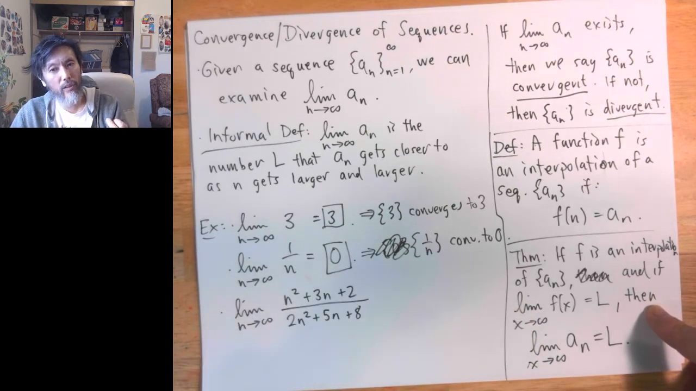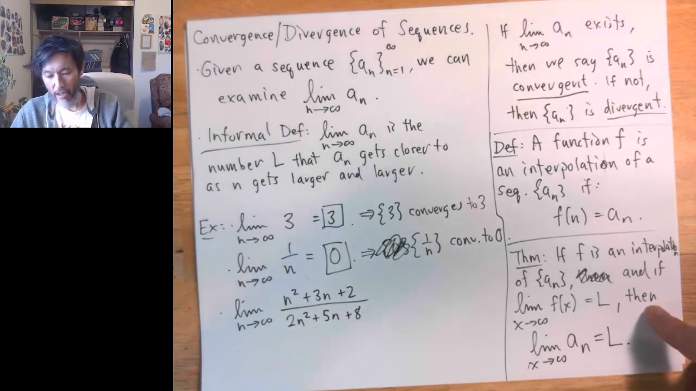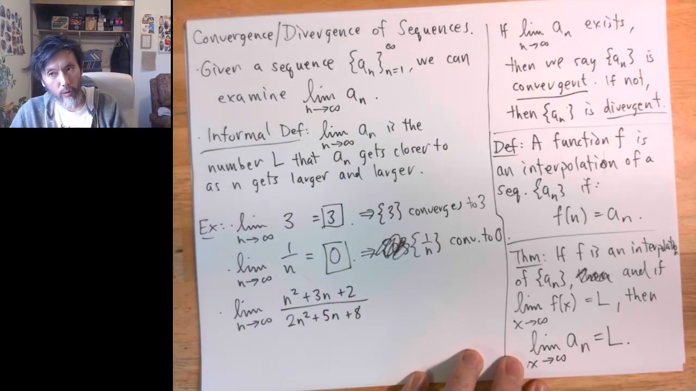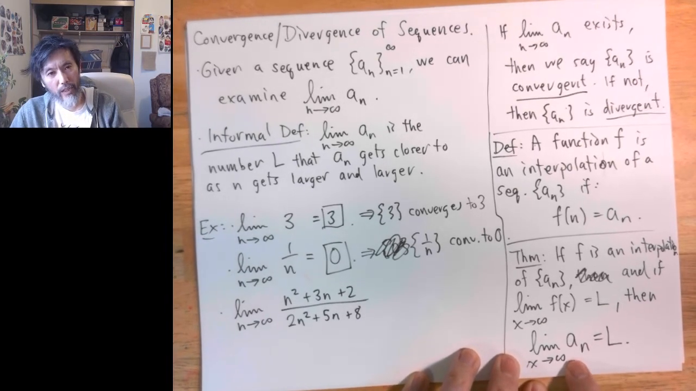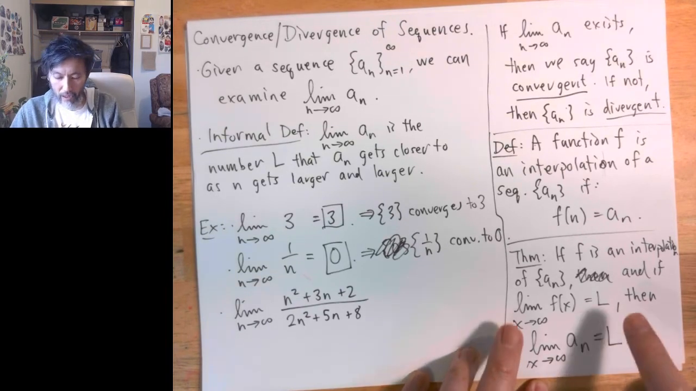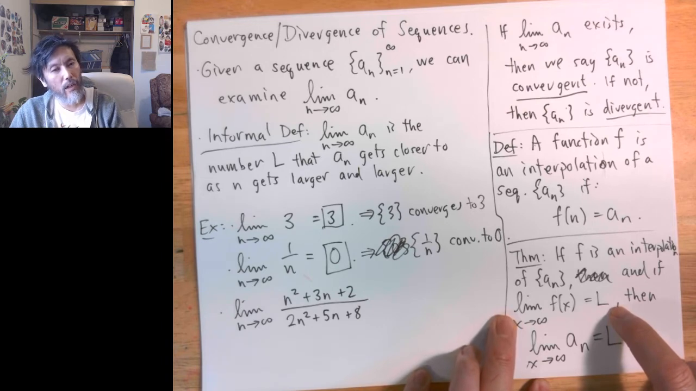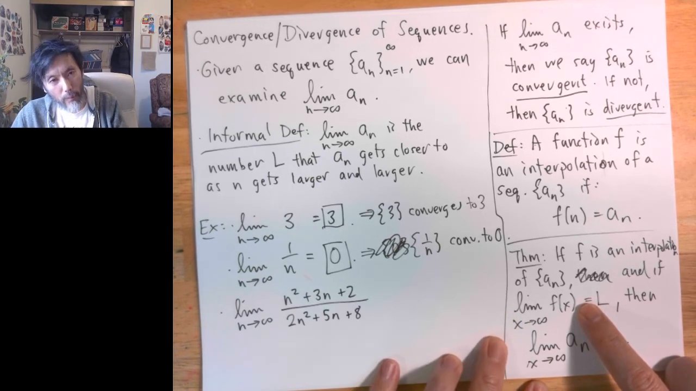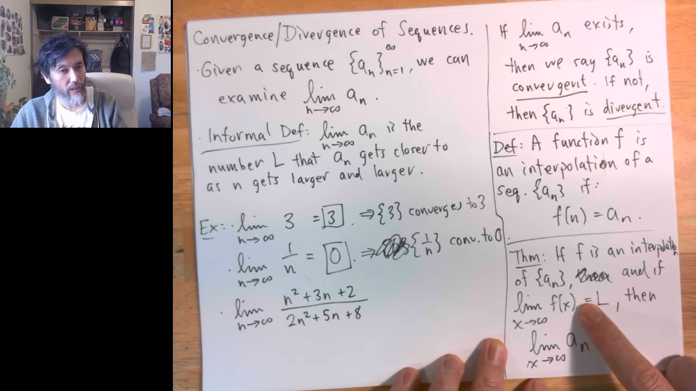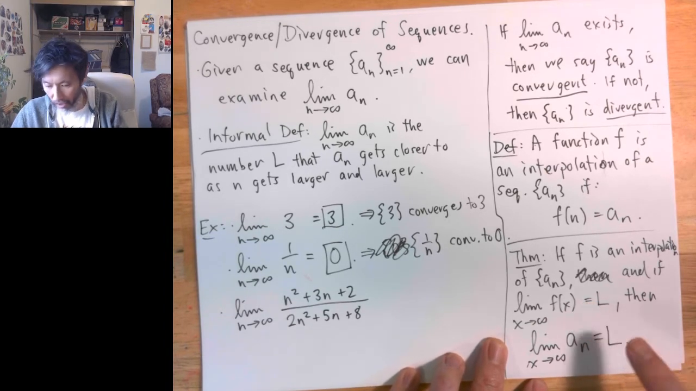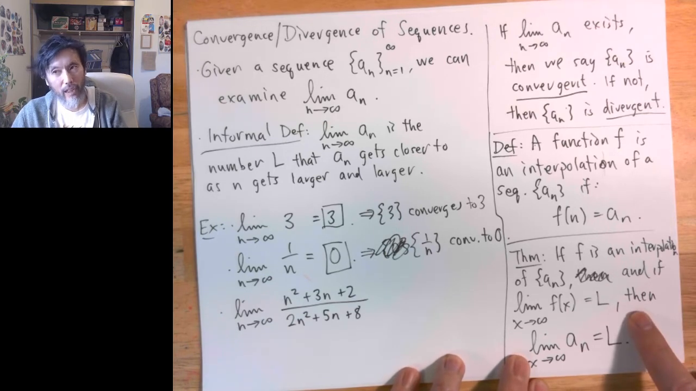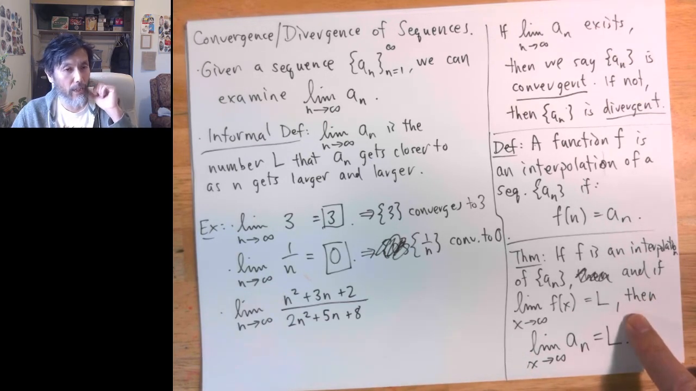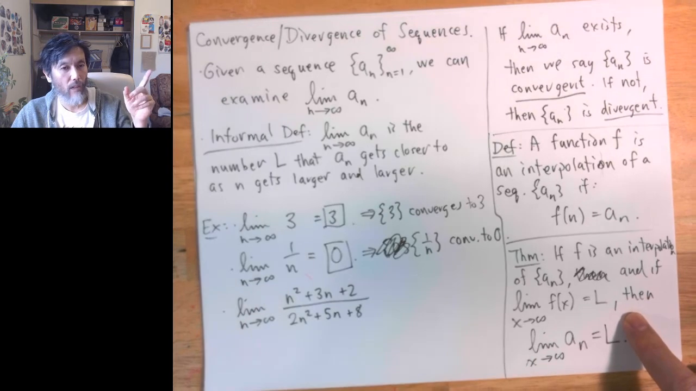Now, what do I mean by the converse? Is the following statement true? Is it true that if the limit as n approaches infinity of a sequence is L, that implies the limit as x goes to infinity of an interpolating function is equal to that same value L? True or false? Well, probably you should realize that that's false, because if it was true, I wouldn't be writing an if-then statement. I would be writing an if and only if statement. You agree? I hope you agree.